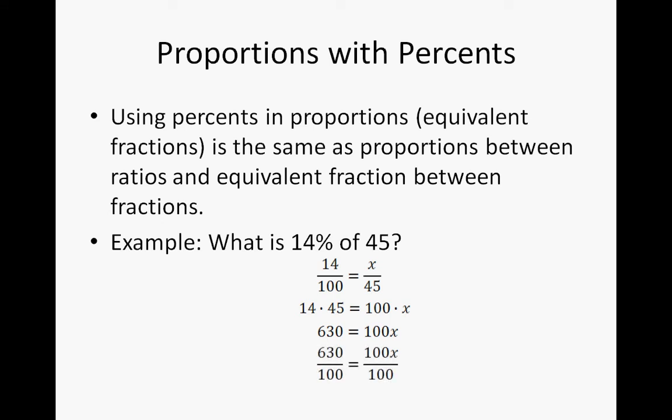And then 100 times some number is going to be 630. So the inverse of multiplying is dividing. We're going to divide both sides, in which case x becomes 6 3/10, or we're going to write it in its decimal format as 6.3. So again, what this means is 14 out of 100 is equivalent to 6 3/10 over 45. And basically what we're doing is answering the question with the statement: 14% of 45 is 6 3/10.